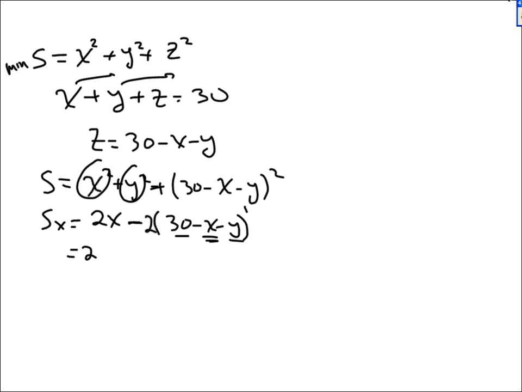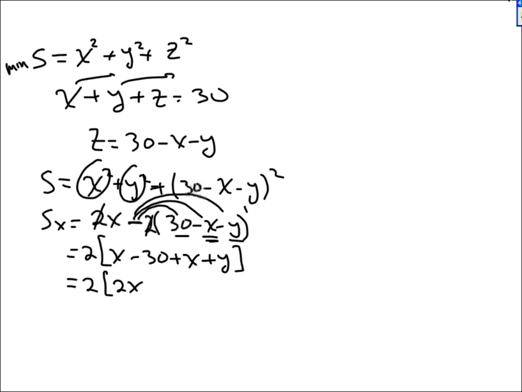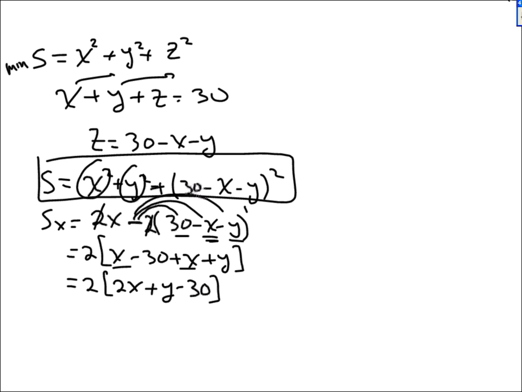So you can factor out a 2, that 2 and that 2, and you get x minus 30 minus a negative x is plus x, minus a negative y is plus y. That is, you get 2 times 2x, x plus x is 2x, plus the y minus the 30. That's S_x. Now, when I look here, I say, oh, symmetric in terms of x and y, so I can just read off S_y. It's 2 times 2y plus x minus 30.